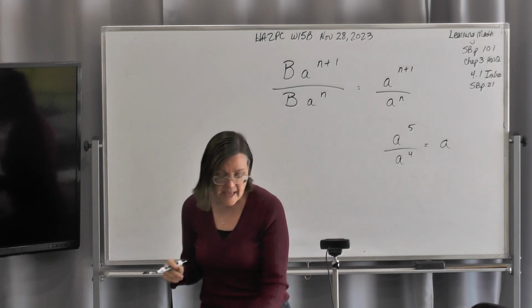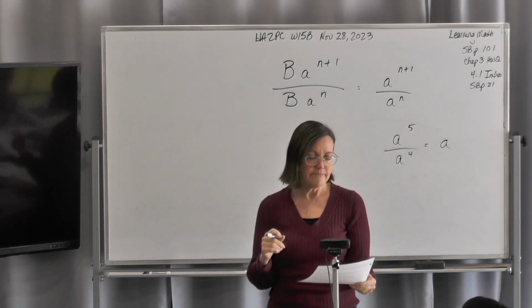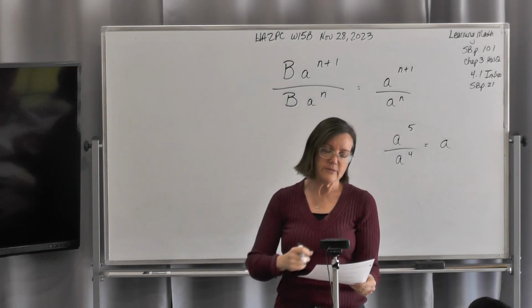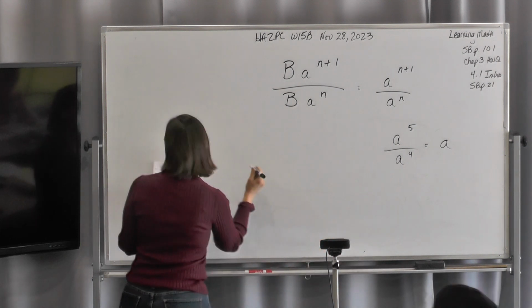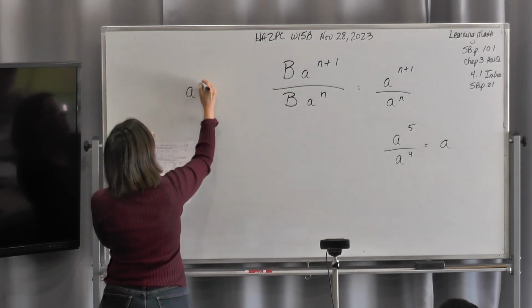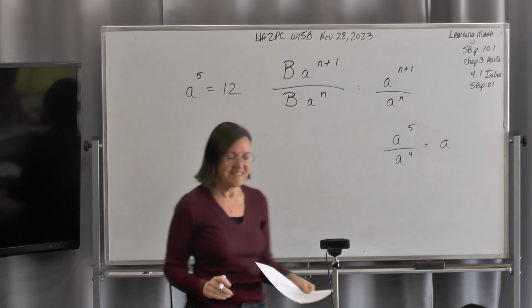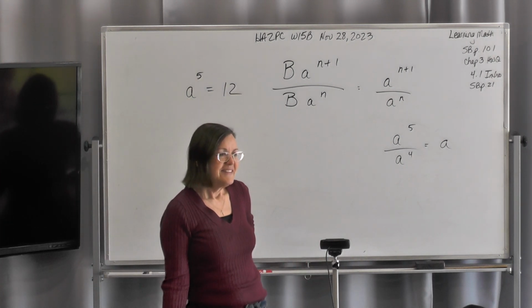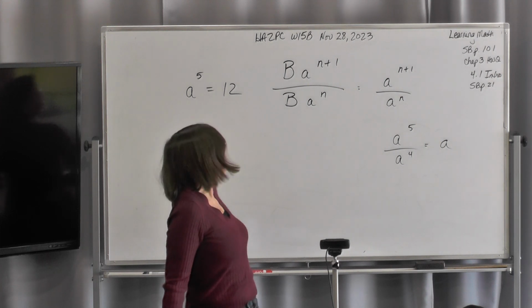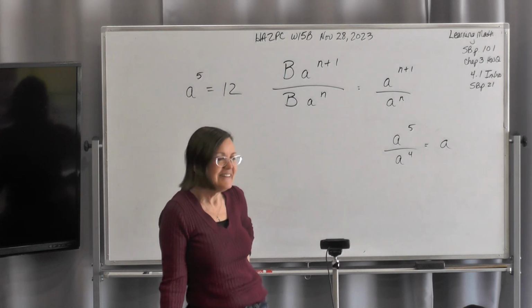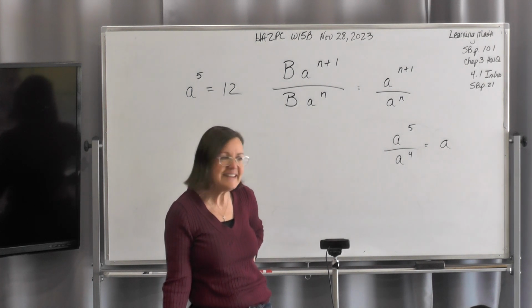So take a look at, I was going to go to number 3. We should do number 2. We'll do number 2. This is number 2. If a to the 5th is equal to 12, how would we find a? How would we solve for a?